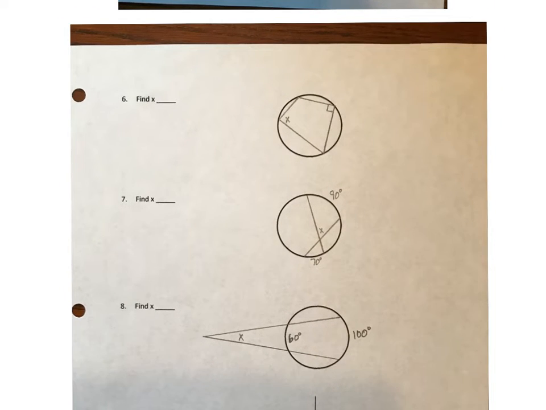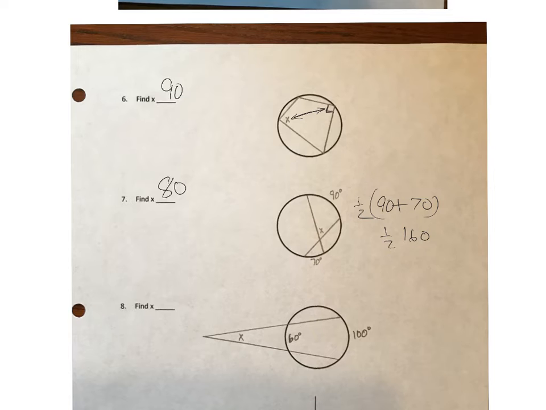All right, so now we will move everything up and do number 6. Number 6 is a quadrilateral that's inscribed in the circle, so that means the opposite angles have to add up to 180. Well, that's 90 degrees, so that means x has to be 90 degrees. Good job. Most of you got that right.